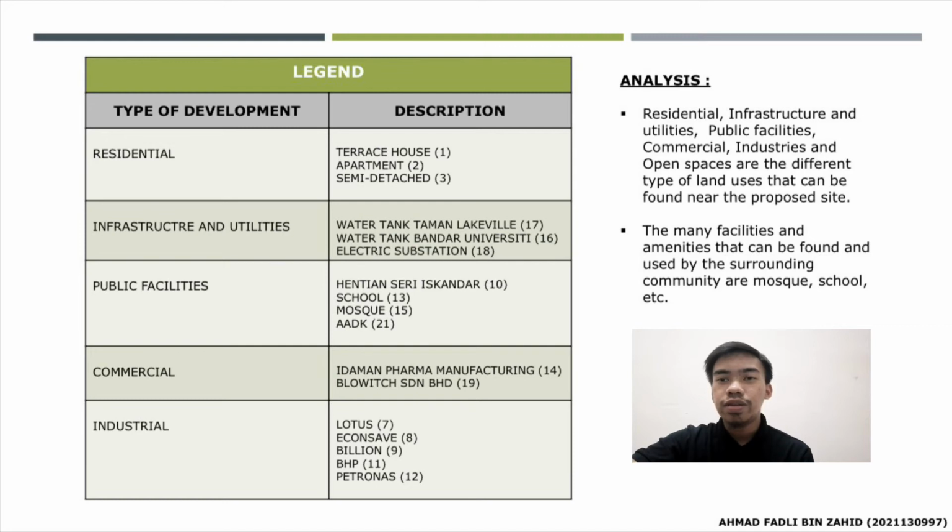There are 5 types of development. For example, residential, infrastructure and utilities, public facility, commercial and industry are the different types of land use that can be found near the proposed site.